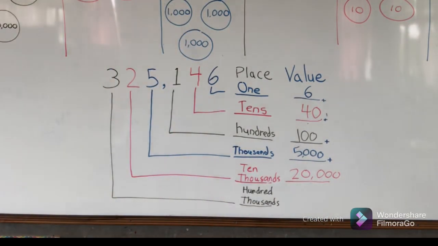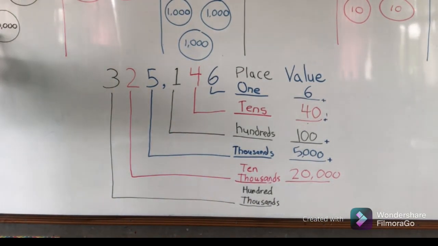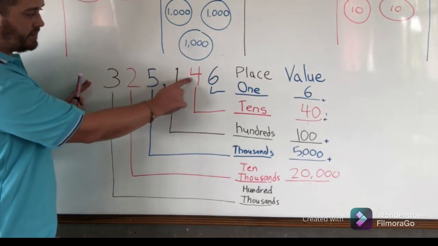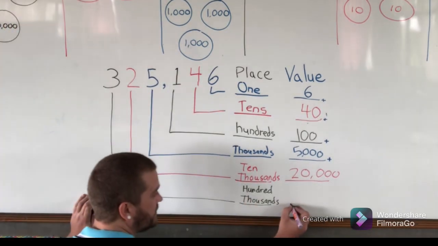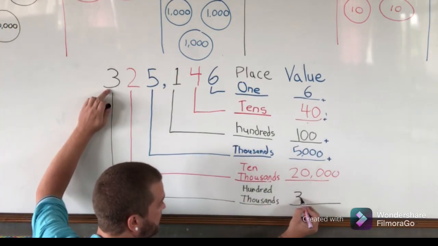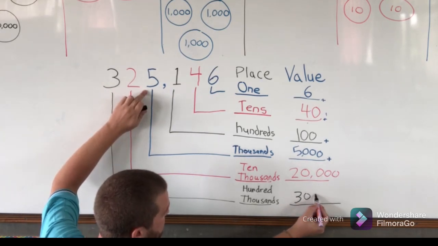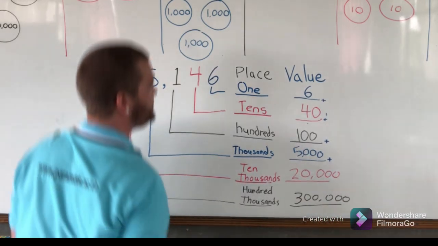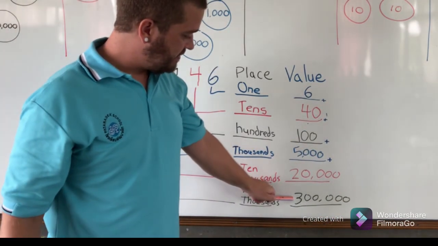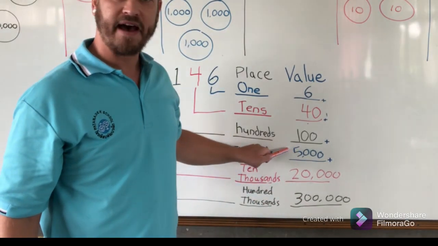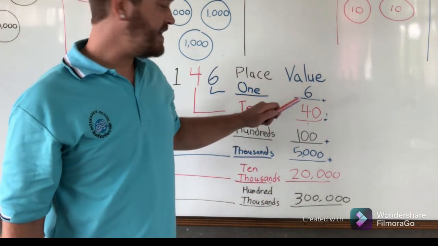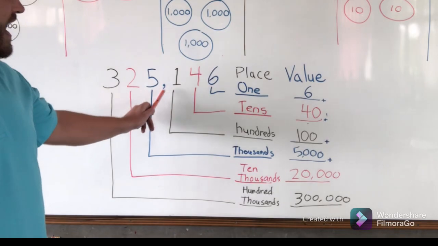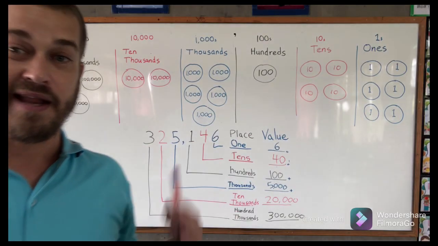What about hundreds of thousands? 1, 2, 3, or 3. So you just basically take this number and make the rest of them zeros, okay? So it's going to be 3 plus 1, 2 zeros, comma, 1, 2, 3 zeros. So now, if we add up 300,000, 20,000, 5,000, 100, 40, and 6, we should get the number 325,146. And it's as easy as that.